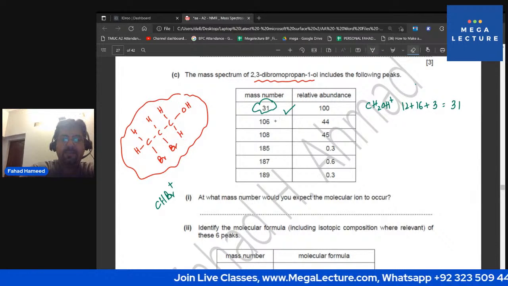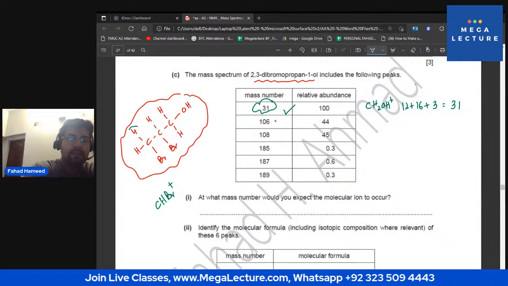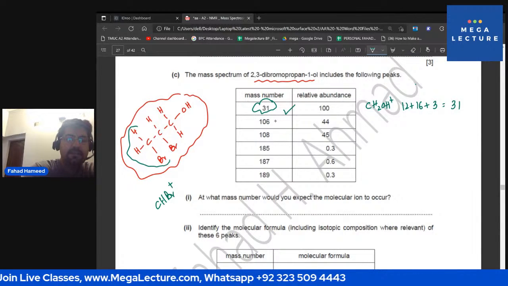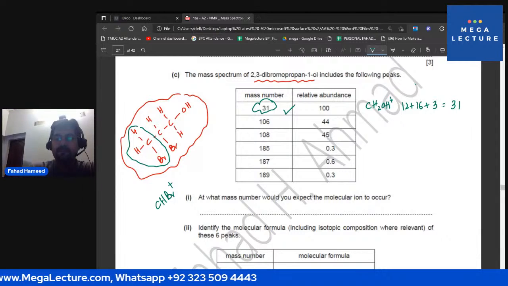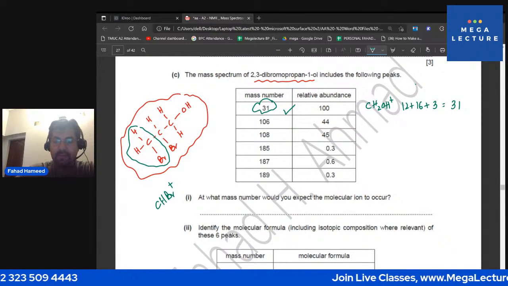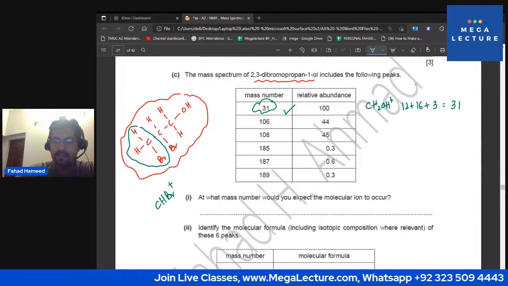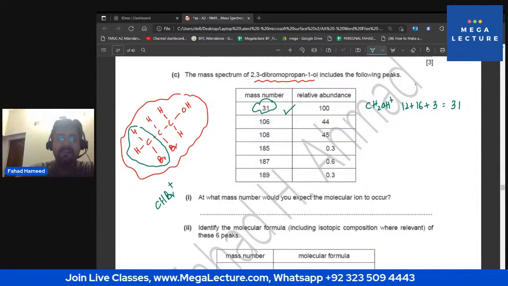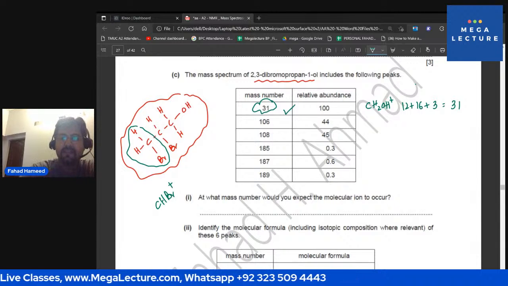106 could be, let me make a hunch. Is this 106? For this, I would have to use my calculator. Is that 106? That could be a fragment. So that's carbon 12, plus hydrogen is 1 plus 1, plus bromine is either 79 or 81. That gives me 93, actually. So I need a slightly bigger fragment.